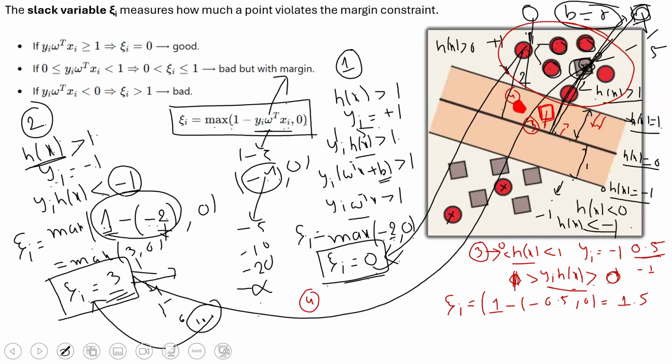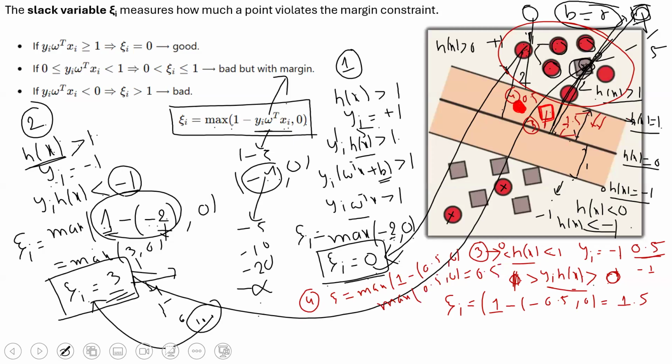Now for the other point, if you say h of x is equal to 0.5 for that, but y of i is +1 for this. So slack becomes maximum of 1 minus, this becomes positive value, which is 0.5, comma 0. So maximum of 0.5 comma 0, which is 0.5. So for the rightly classified point within the margin, slack is 0.5, but for the wrongly classified one within the margin, it is 1.5. That's how you calculate the slack variables for different points.